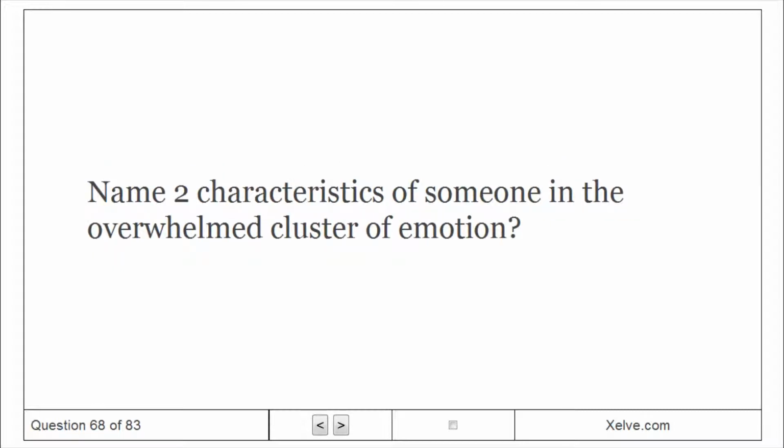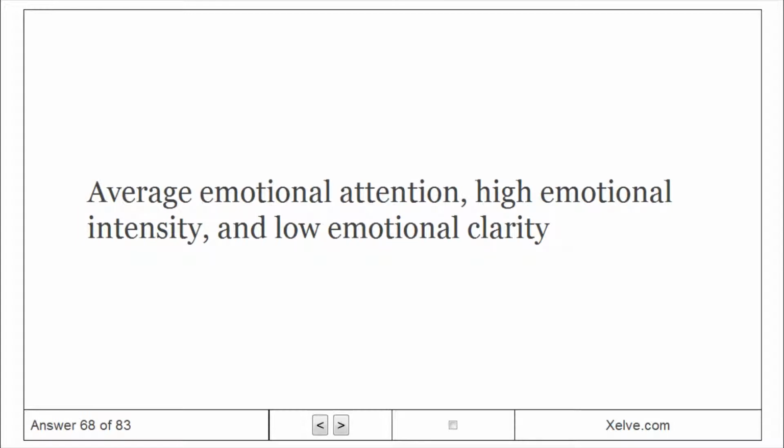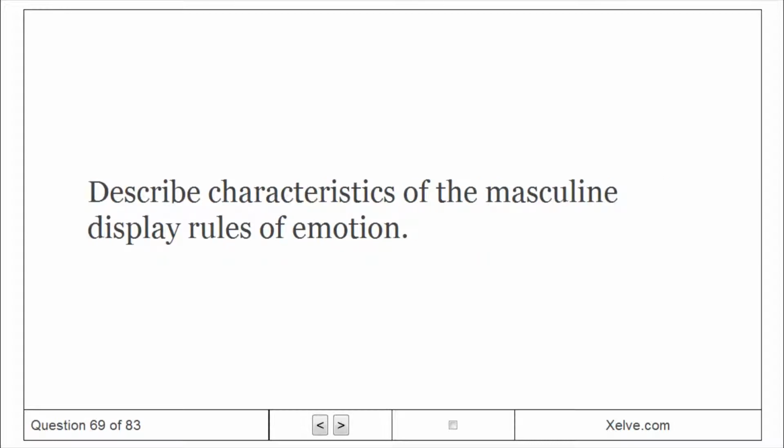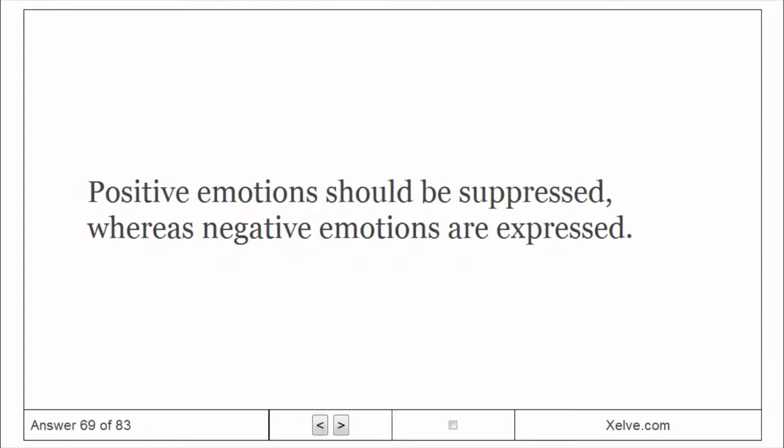Name two characteristics of someone in the overwhelmed cluster of emotion. Average emotional attention, high emotional intensity, and low emotional clarity. Describe characteristics of the masculine display rules of emotion. Positive emotions should be suppressed, whereas negative emotions are expressed.